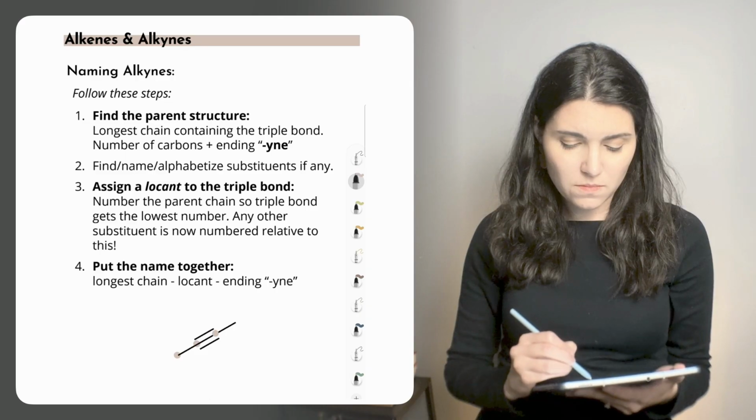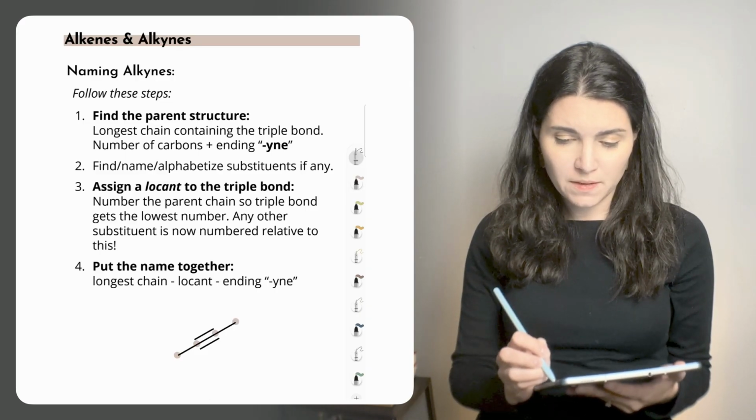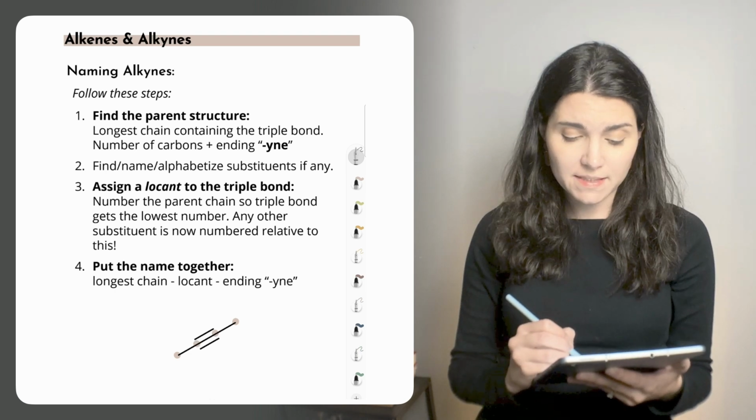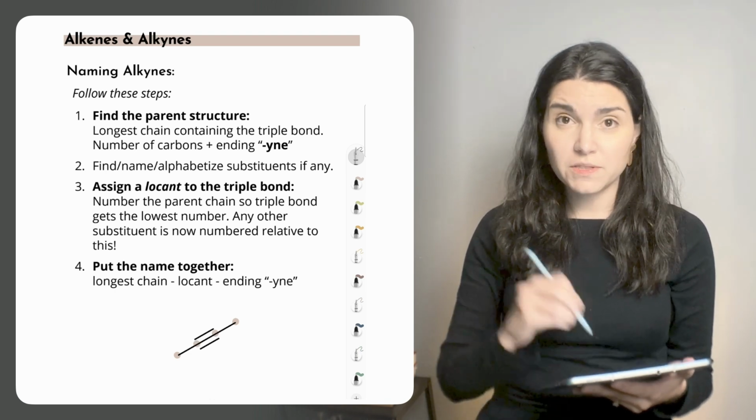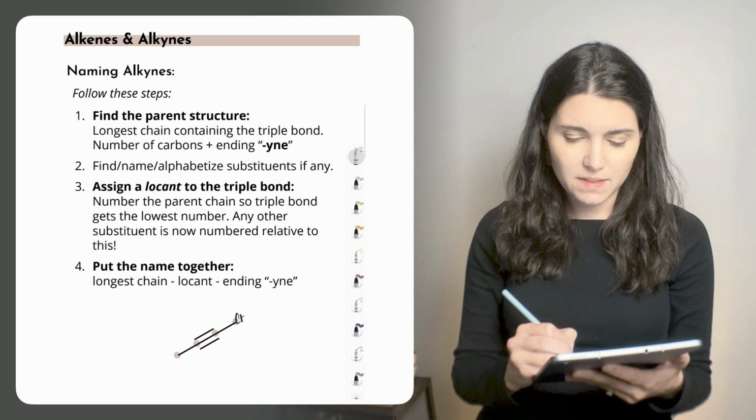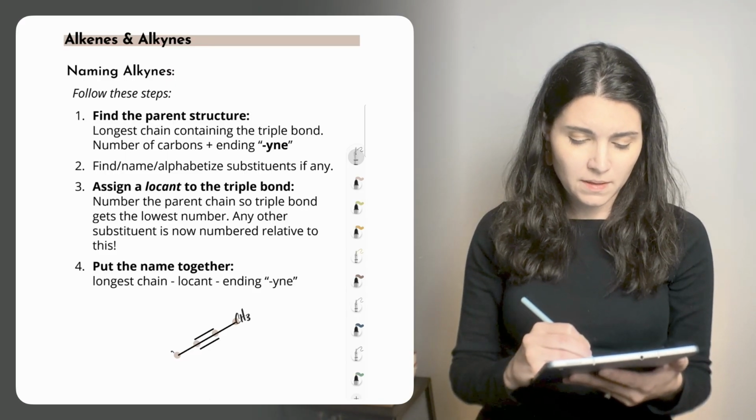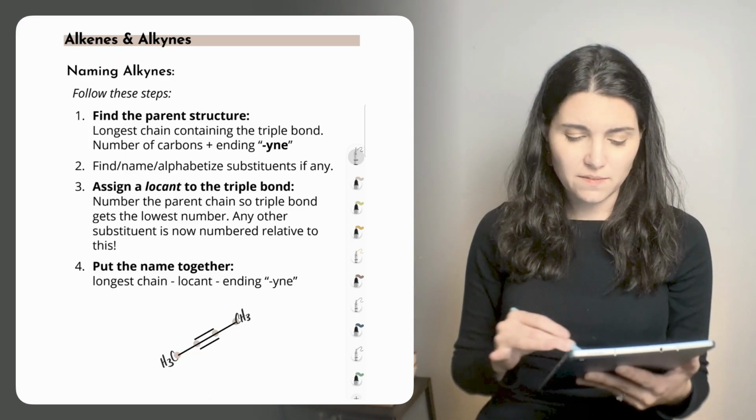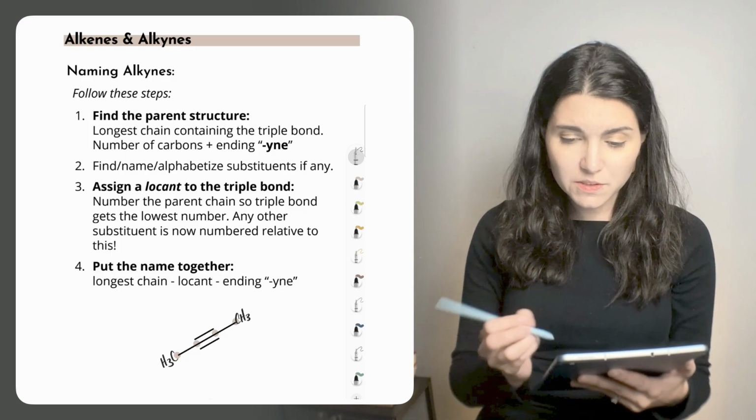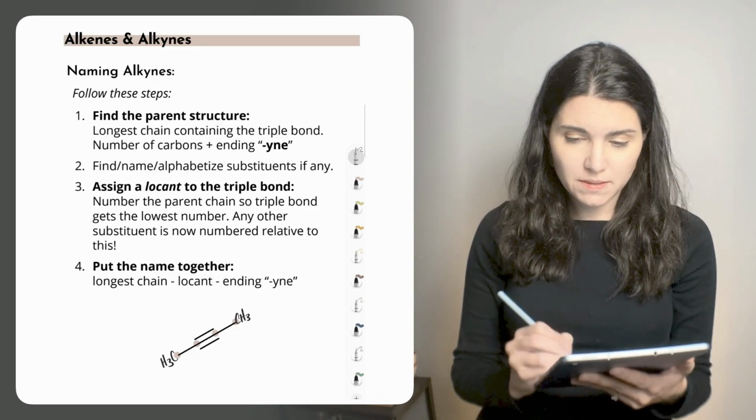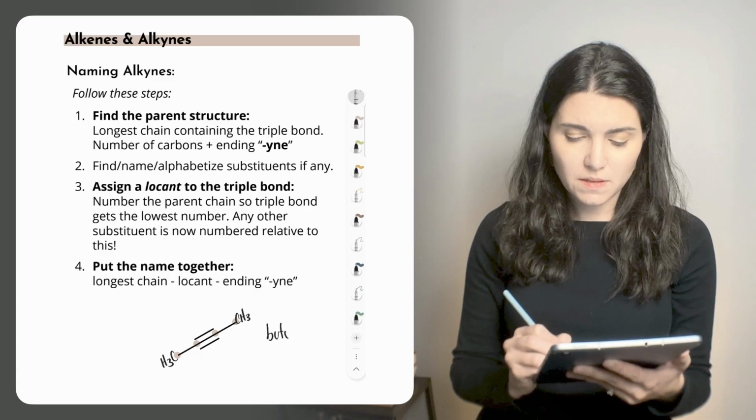1, 2, 3, 4. So there's 1 carbon on each side of the triple bond here, and the lines extending out from the triple bond are to another carbon atom. Remember, when it just ends in a point like that, you've got a CH3 group and a CH3 here. So in case you forget, this is what the skeletal notation of an alkyne looks like. So there's 4 carbon atoms. So that's going to be but-.